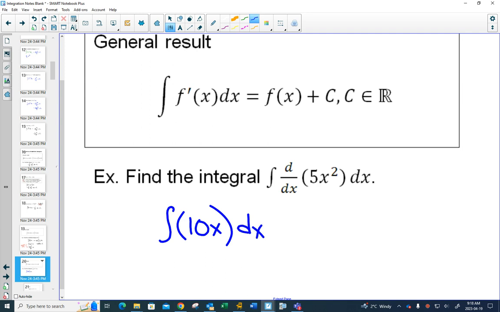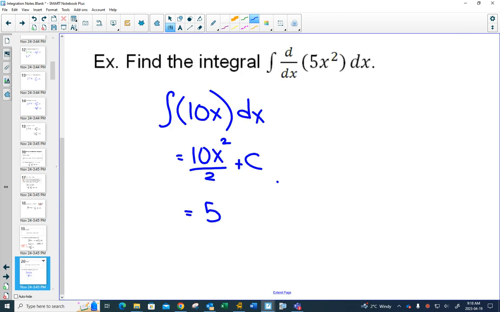And now it says work backwards. So if I was working backwards, I'd be like, oh, I should add 1 to the exponent and divide by 2, plus c. And you're like, oh, that's just 5x squared plus c. Does it make sense that you would get back to where you started from?